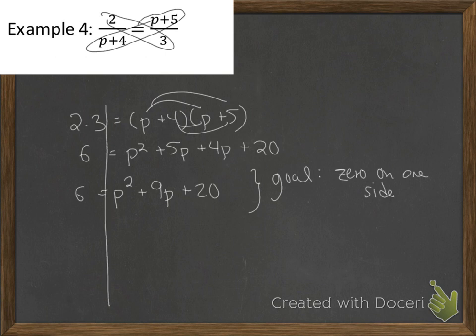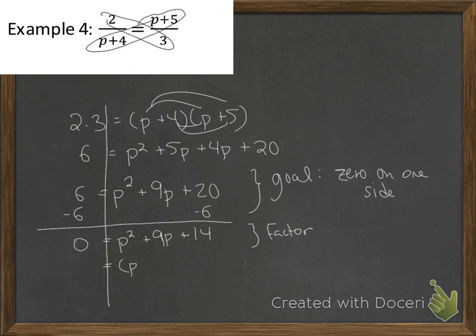So how can we get 0 on one side? Well, the easiest thing to do at this point is just to subtract 6 from both sides. So let's see what happens when we do that. We get 0 equals p squared plus 9p, that's a 9, sorry about that, plus 14. Once I get 0 on one side, then I can use my general factoring strategy to factor this polynomial. So this actually factors out as p plus 7 times the quantity p plus 2. Again, go back and watch those videos if you don't remember how to do that.